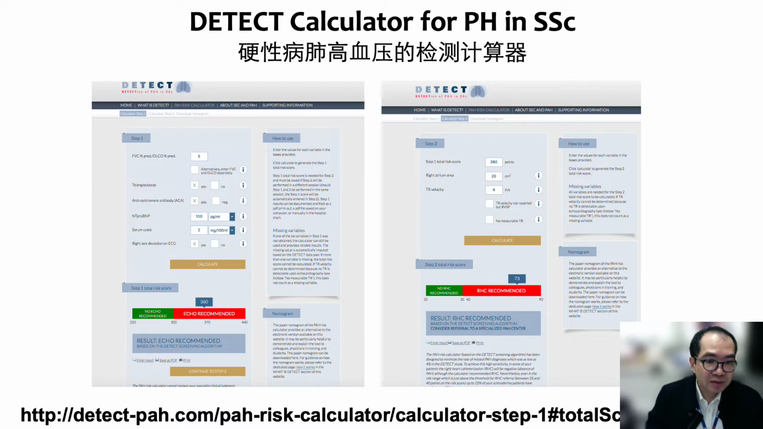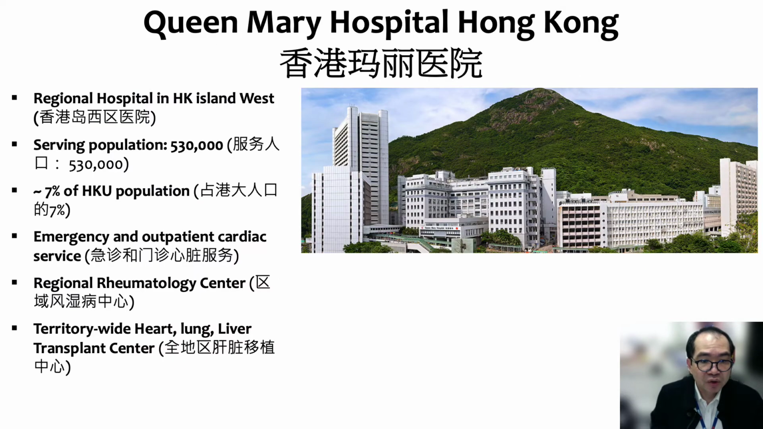And using this data in the West, they have defined a DETECT calculator for pulmonary hypertension, so that you need to punch in all this information, both clinical, biochemical, and also the echocardiographic parameters, and it can give you a prediction of pulmonary hypertension likelihood. But this is in the West. How about in the Asia Pacific region? In fact, we don't have good data to support all these screening methods or screening tests.